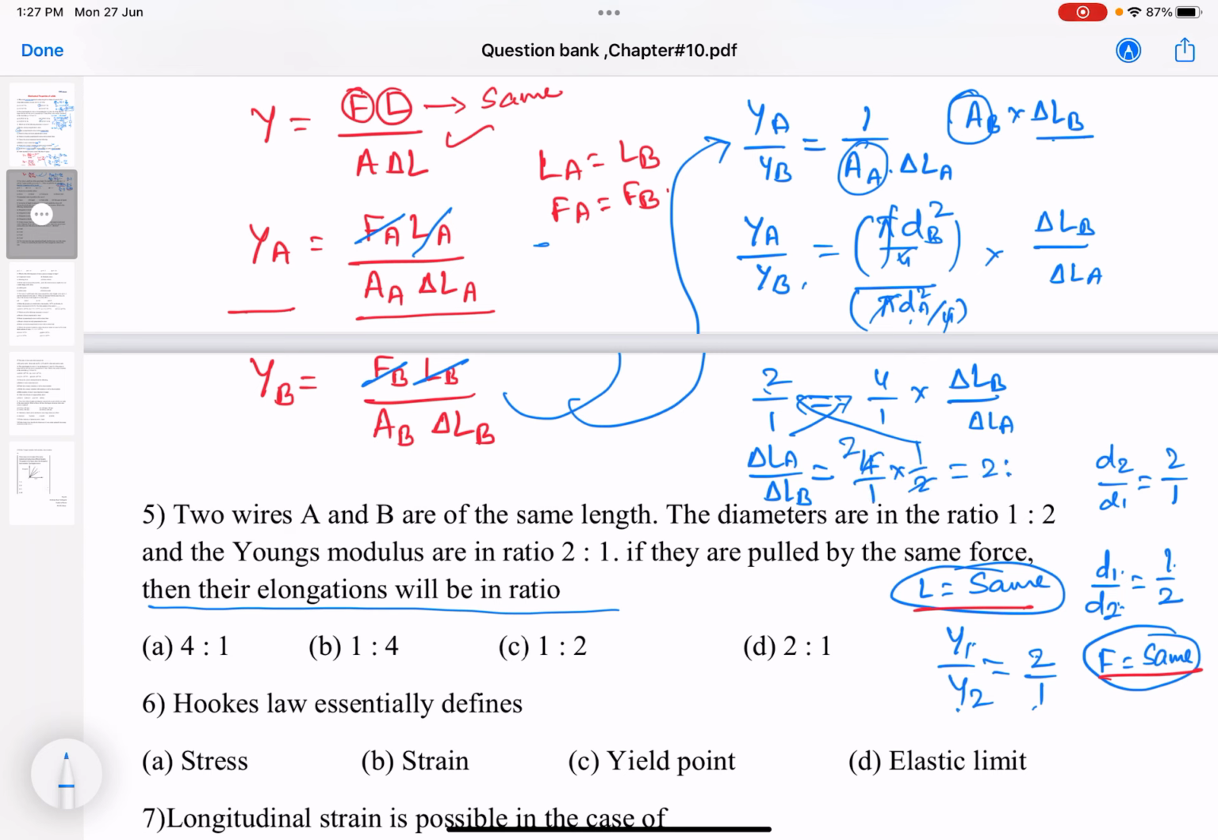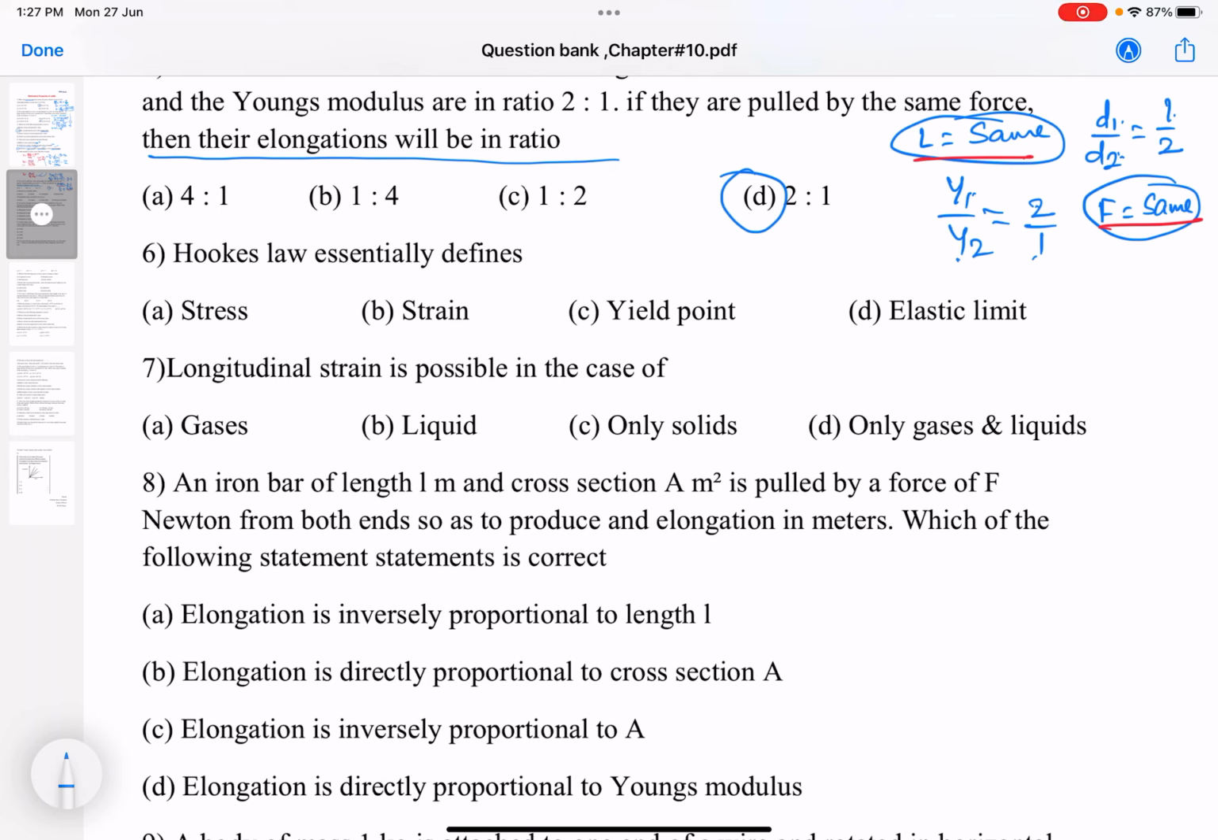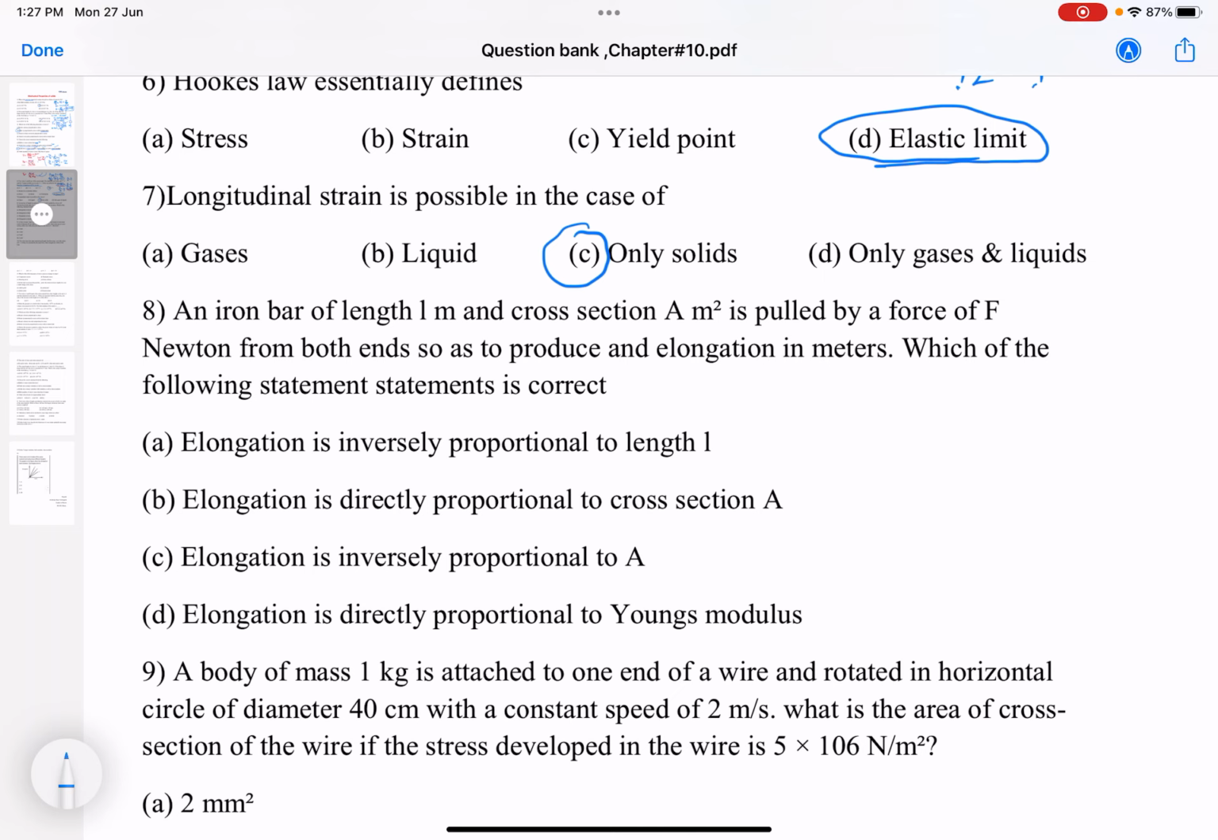Hooke's law essentially defines stress, strain, yield point, elastic limit. Within the elastic limit, we know that stress is directly proportional to strain. This is nothing but Hooke's law. Longitudinal strain is possible in the case of only solids. Longitudinal means length: change in length by original length. Length changes only in case of solids, not in case of gases, not in case of liquids.